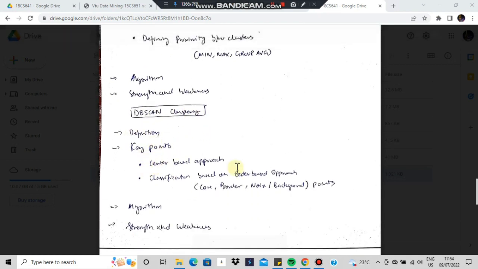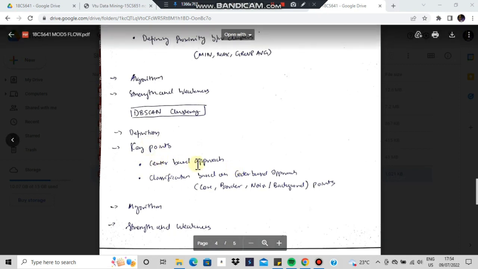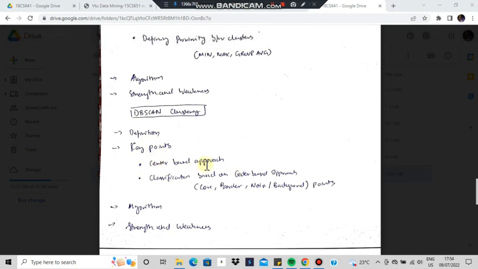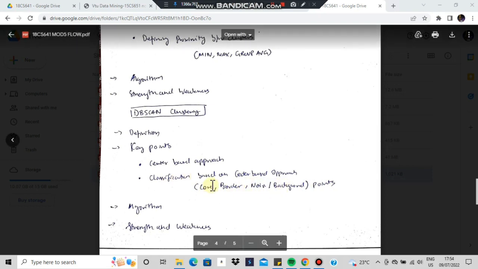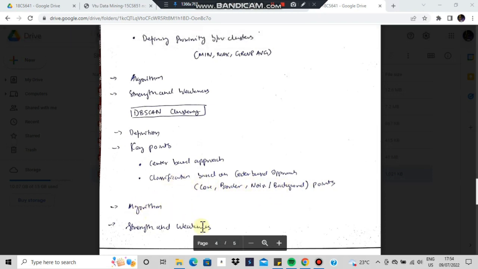Two key points are the center based approach. It is a center based approach. So what do you mean by center based approach? Along with the graph, there are three classifications: core, border, and noise or background points. Three types of points are there. Along with that, three diagrams are there which you need to know. Then we have the algorithm and strength and weakness.